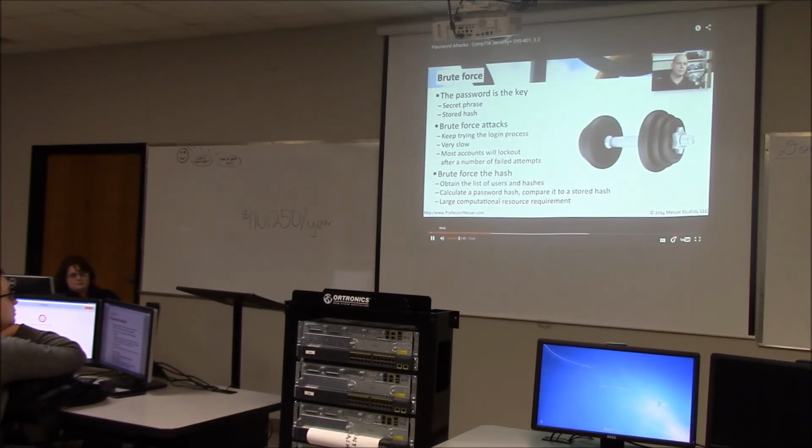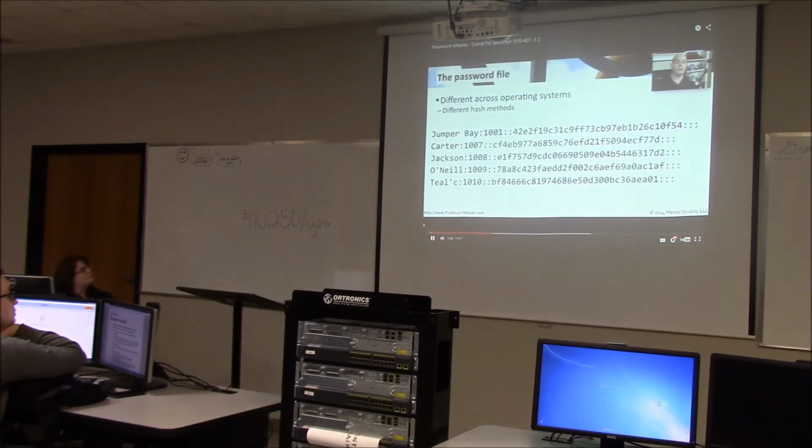Different applications and different operating systems will store this authentication hash in different ways. It's pretty standard across the application or across the operating system, but you can't take a hash from a Linux device and compare it to a hash from a Mac OS X or a Windows device, because those operating systems may store the hashes in different formats. This is an example of hashes that I grabbed from my Windows 7 device. So I've got these usernames, Jumper Bay, Carter, Jackson, O'Neill, and Tilt.